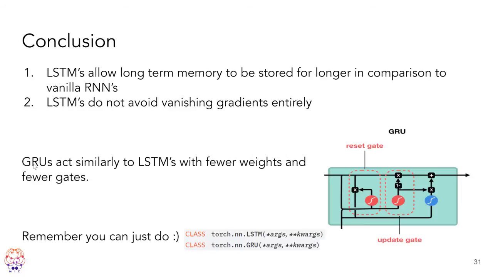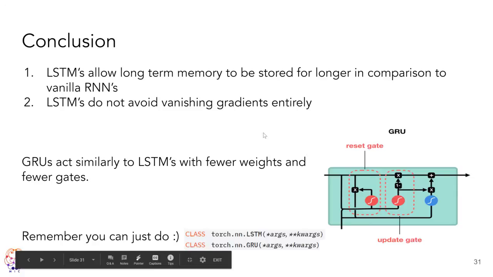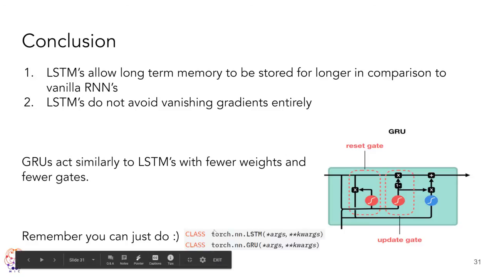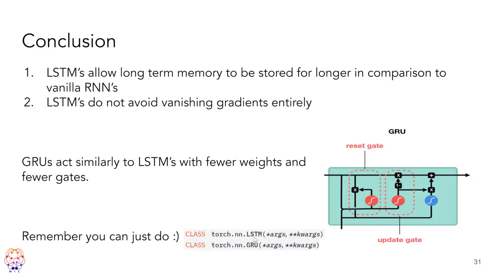Alternatively, we also have GRUs, which instead of having the 3 gates we had before, just have 2 gates, reset gates and update gates. GRUs tend to be more successful in modern times. But yeah, in PyTorch, in order to use these cells, you would just use torch.nn.LSTM. You guys can look at the documentation on how that works.